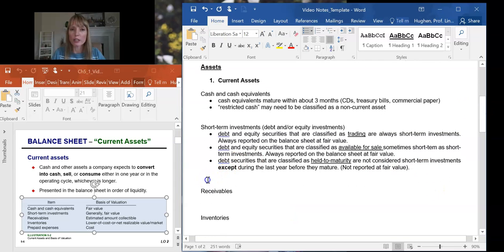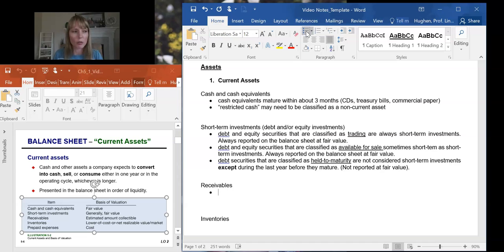Okay, so continuing on down with our current assets, the next one we have here is receivables. Of course, this relates to accounts receivable and notes receivable. Accounts receivable are also referred to as trade receivables. This is generally when we sell goods to customers on credit, part of our daily operations. There's no formal agreement. And remember that when we sell on credit, there's always a chance that our customers are not going to pay us back. So accounts receivable are always reported net of the allowance for uncollectible accounts, or allowance for doubtful accounts.